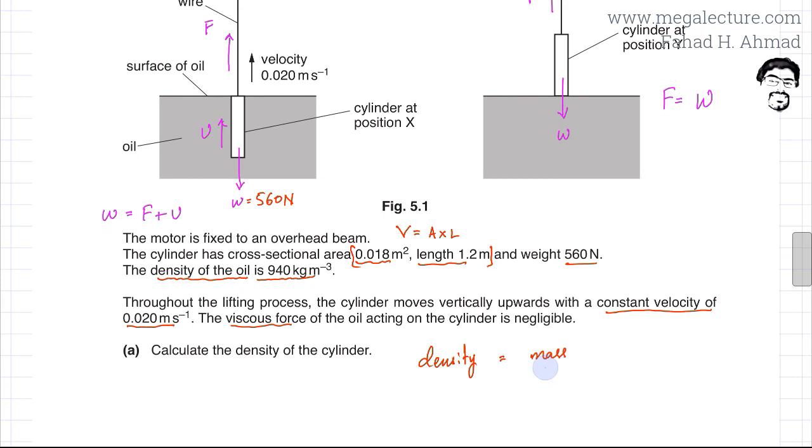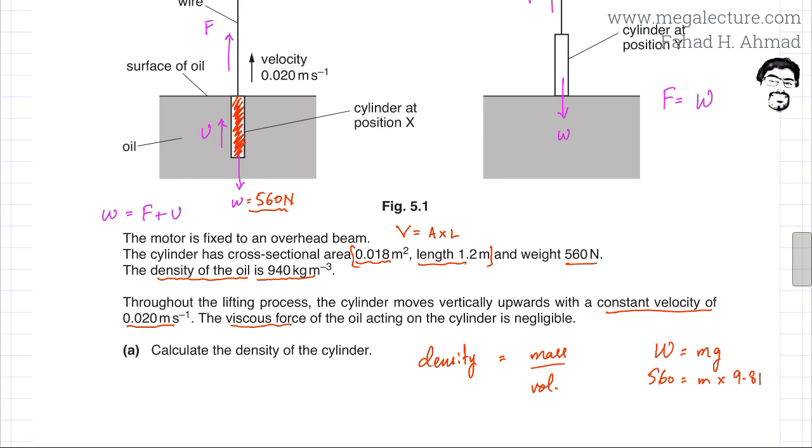We can figure out the mass of the block of cylinder. Remember, for this cylinder we were given the weight, and weight W is equal to mg. So using this formula, we know that the weight is 560 newtons. Mass would be 560 divided by 9.81.